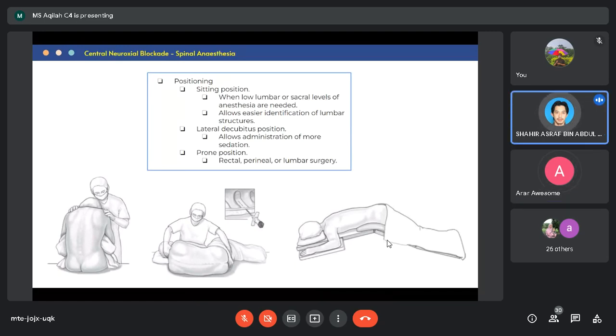Correction: for the prone position, we often do it using the sitting or lateral decubitus position. There is also what we call the jackknife position, but it is not commonly used. So we often give it in lateral or sitting position, and if the patient needs to be prone for rectal or perineal surgery, then we will prone the patient after the spinal anesthesia has set in.